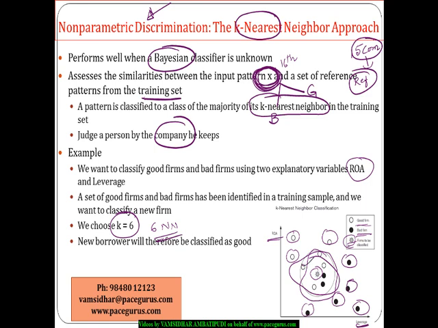Out of this, I am seeing that 4 of them fall under the good category and 2 of them under the bad. Because the maximum number of firms are in the good category, the new firm which I am evaluating is classified as good, because 4 firms in the neighborhood are good and only 2 are bad. This is how we use the K nearest neighbor approach for classification of firms or borrowers into good or bad categories. This is how the approach typically works, in simplicity.